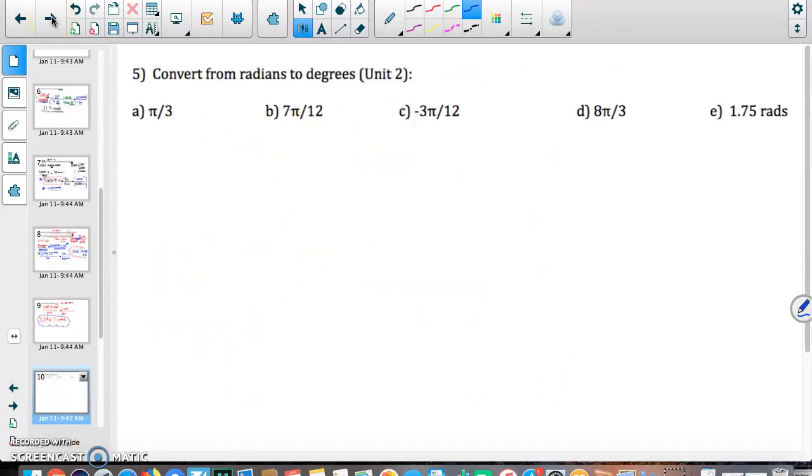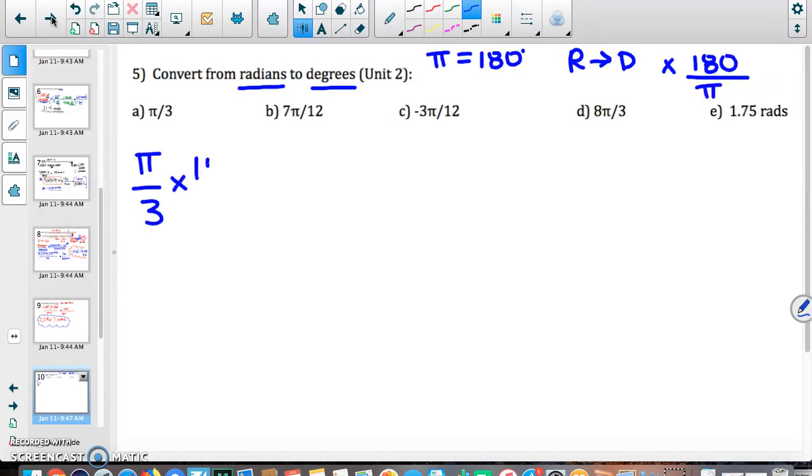Right, with the time left here, I'd like to touch on number 5. So we are going from radians to degrees. The shortcut here is remembering pi equals 180 degrees. So to convert from radians to degrees, I multiply by 180 over pi, because we want our pi's to cancel. Now, these cancel out, and 180 divided by 3 is 60 degrees.